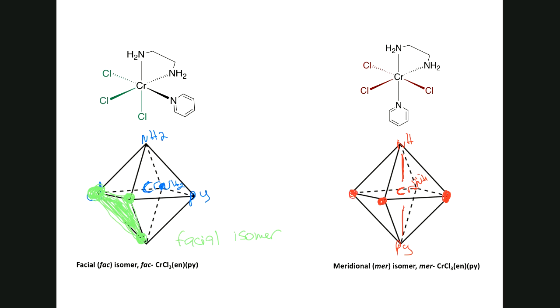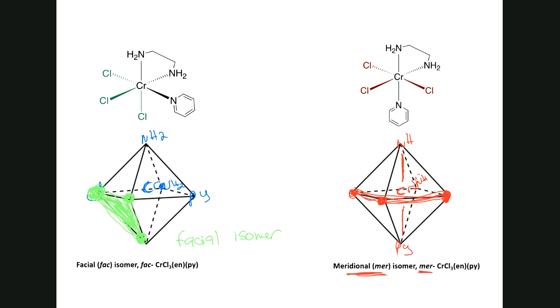And now if we look at the position of our chlorides in this molecule, you see that now they actually go across. They span the meridian of the molecule. And so when three atoms of the same type are in this arrangement, we call them a meridional isomer, or a mer isomer.